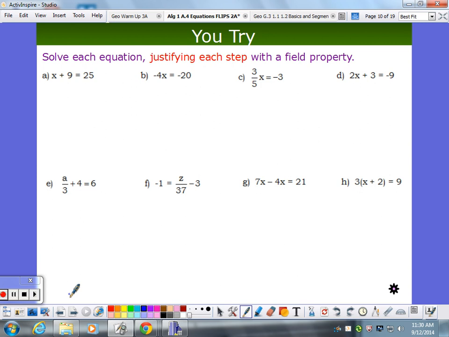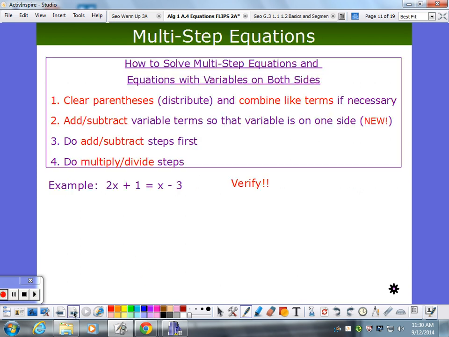Before we do that, I have to cover something else. So let me just get there. This I don't believe you did last year. Maybe you did, maybe you didn't. Look at that. There's an x here, and there's an x here. What can I do? What do you do? Subtract. First of all, you have to subtract the smaller x.